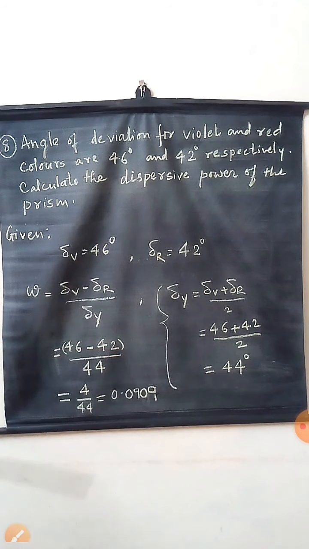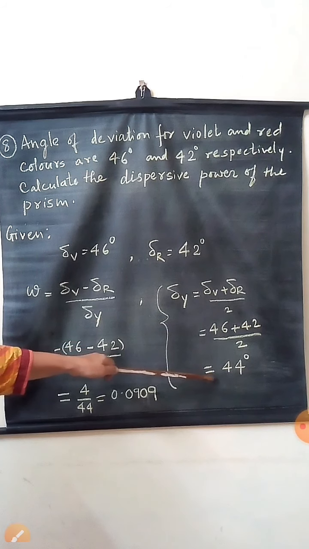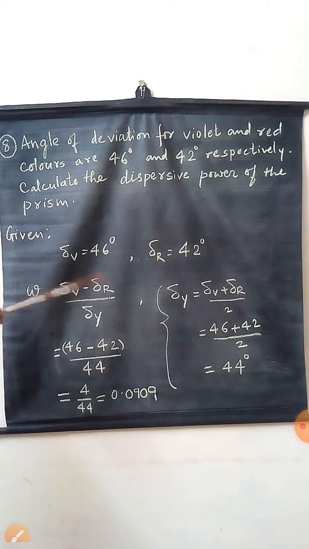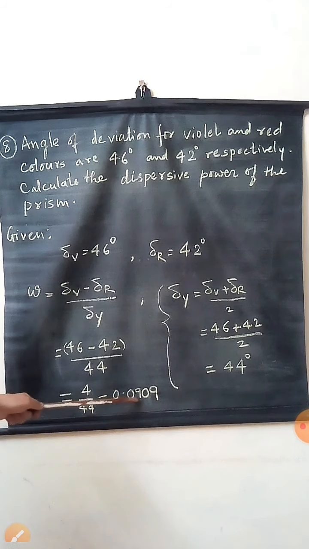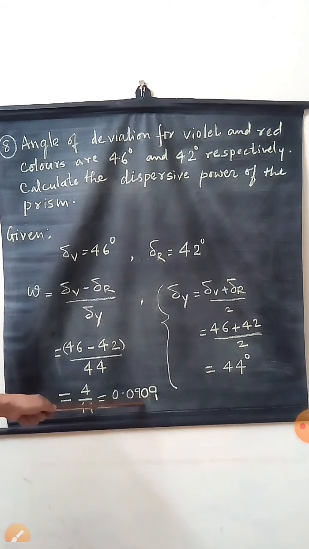So now with this value of delta Y, we have all the three values delta V, delta R and delta Y. Substitute these values and simplify this equation. It will give you the value for dispersive power as 0.0909. Now this you can also write down as 0.091, reducing one digit.